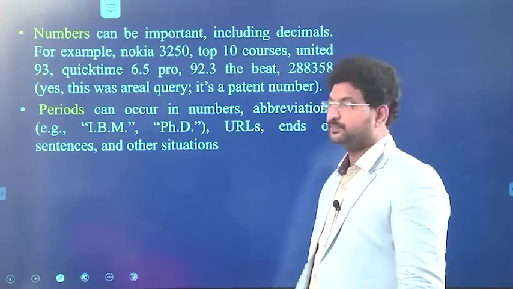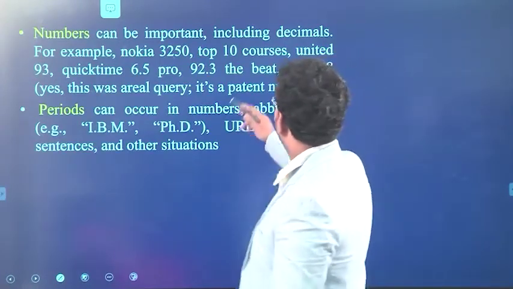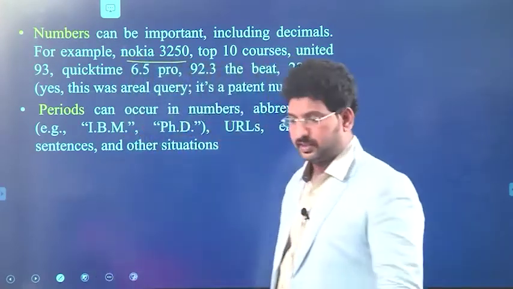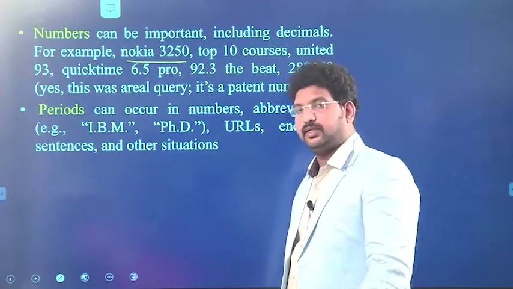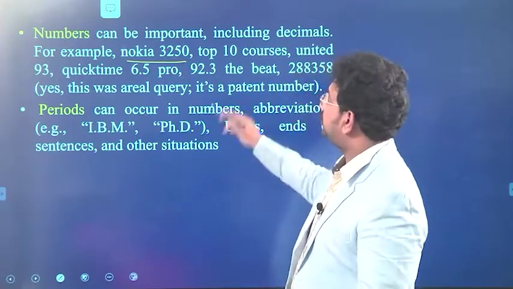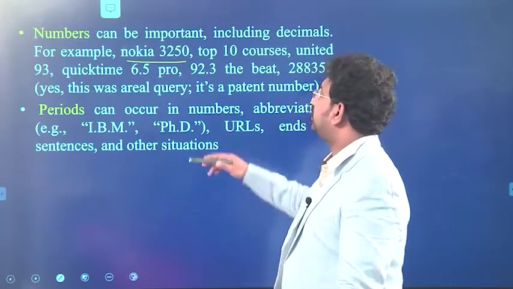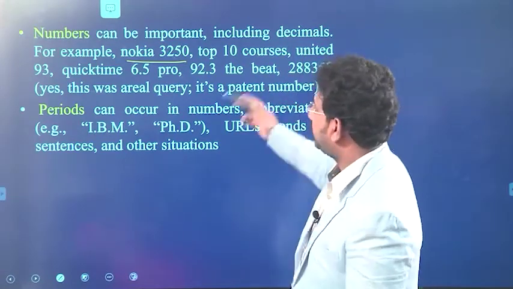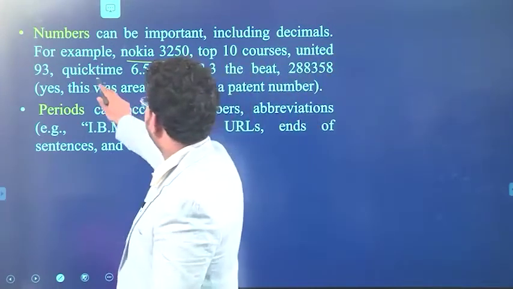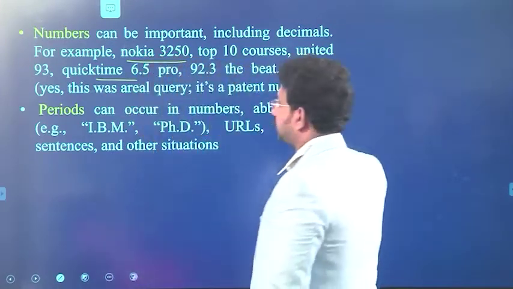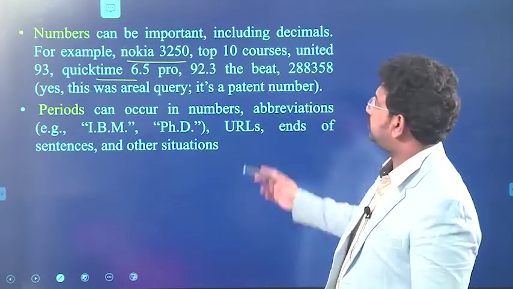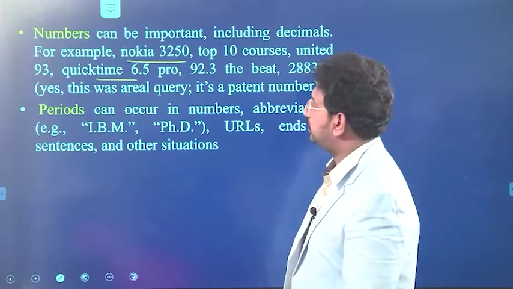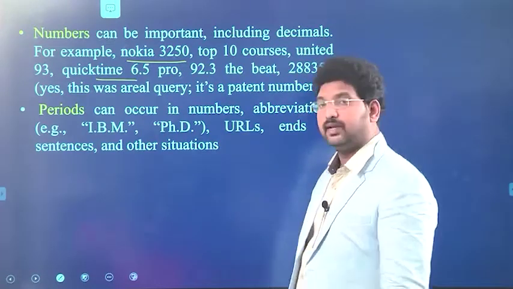And numbers. Numbers can be important, including decimals. For example, Nokia 3250. This is also important. Whenever tokenization is going on, numbers also need to be considered, like Nokia 3250, top 10 courses, United 93, QuickTime 6.5 Pro. There are so many examples. So this also plays an important role in the tokenizing process. This is also one of the issues you find when dealing with numbers.